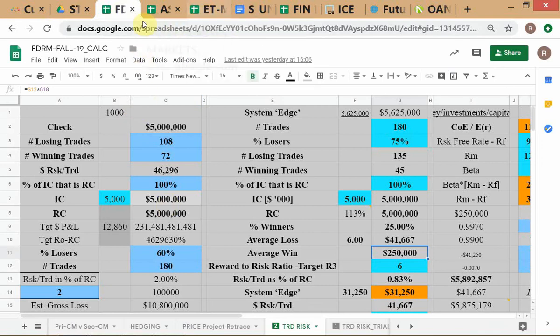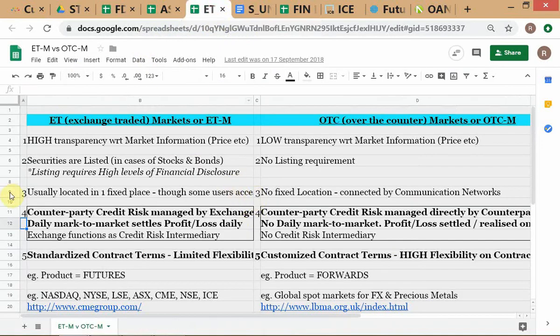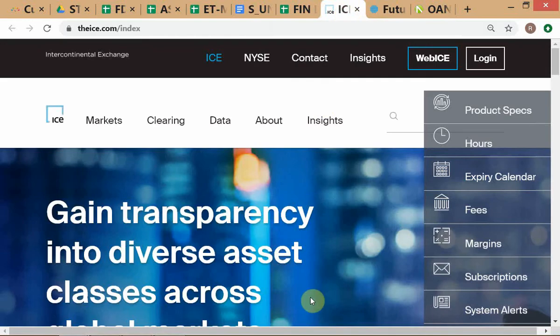All right, so where are we? Is this first point clear? Now let's look at the corresponding situation in the case of an exchange. What are exchanges? These are some of the exchanges. CME Group. I don't know why this page is not loading. ICE is an exchange, Intercontinental Exchange. They have changed their name to ICE. So these are all examples of exchanges. Let's see what happens in the case of an exchange.